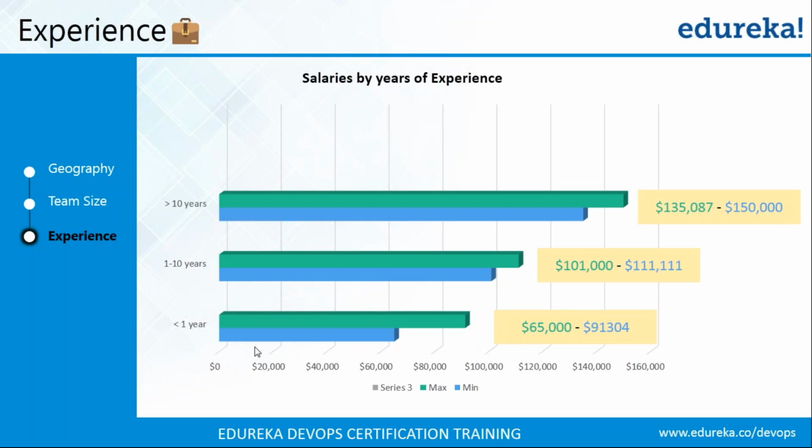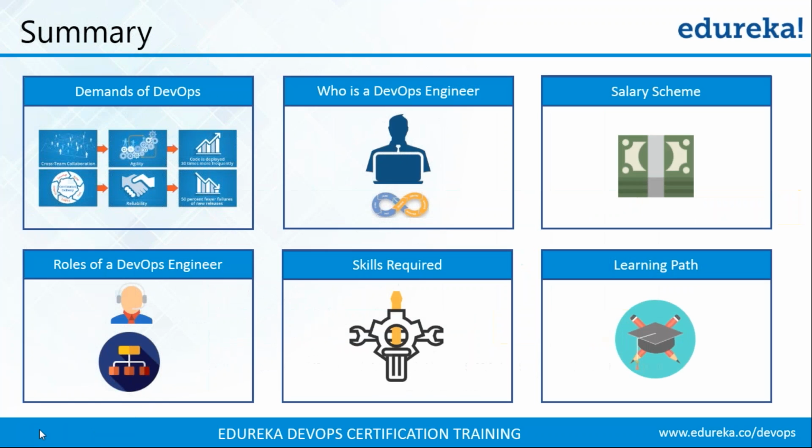Any questions? Okay, no questions. So this is what we learned in today's session. We understood the demands of DevOps and who is a DevOps engineer. We have also seen the roles of a DevOps engineer, the skills required to be a DevOps engineer, and I've told you the learning path that you need to follow in order to become a DevOps engineer. And finally, we've seen the salary scheme of the DevOps engineer across the globe and according to experience and also the team size that they are handling. I hope you have all understood every one of the concepts. Do you have any questions on any of the topics that I just discussed?